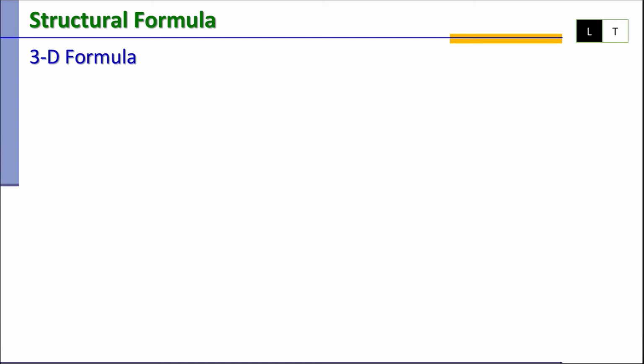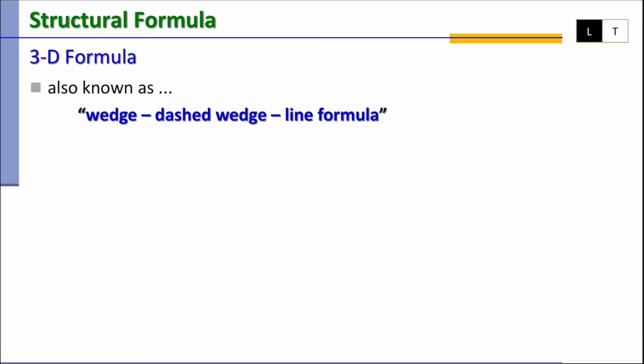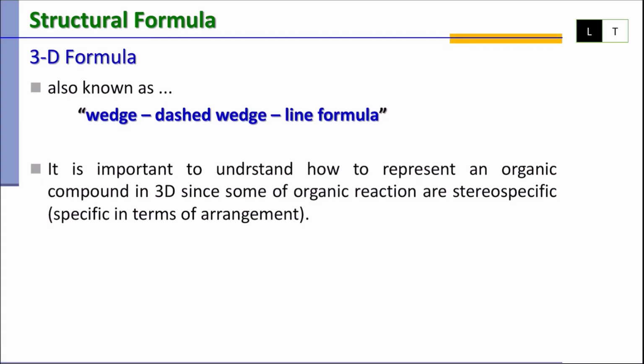So, for the last part of this video, kita akan belajar sedikit tentang three-dimensional formula. Ataupun dia juga dikenali sebagai wedge-wedge line formula. Nampak macam panjang kan? Actually, awak dah pernah jumpa benda ni. So, this is very important for us to know how to present the organic compound dalam bentuk 3D. Sebab some of the organic reaction dia adalah stereospecific. Apa maksud perkataan ni? Maksudnya, arrangement untuk molekul tersebut mesti spesifik. Angle dia mesti tunjuk spesifik.